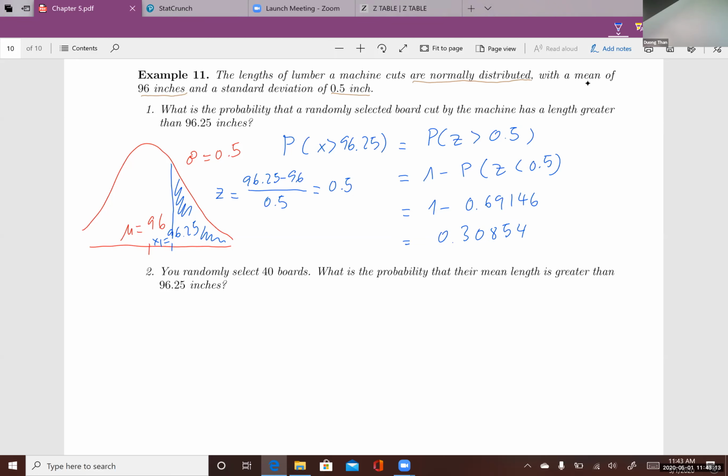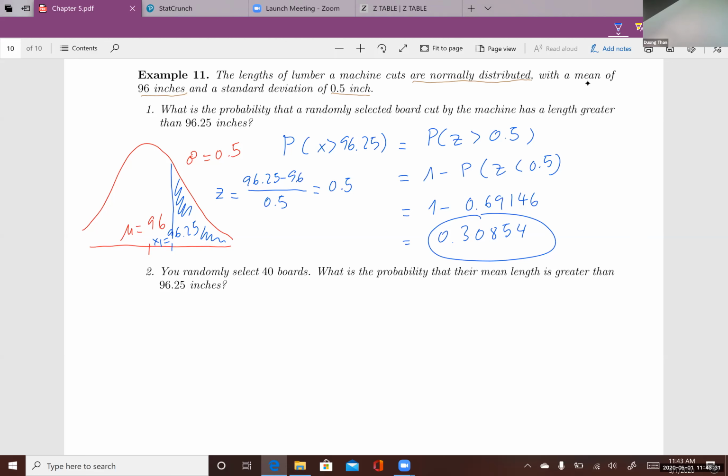All right, so what does it mean? That means if you randomly pick a bore, then the probability that the length of this bore is greater than 96.25 inches is about 30%, right? 30.8%.